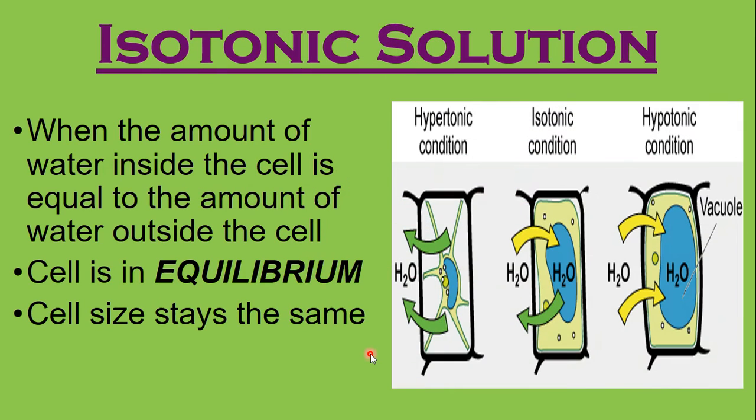The third type of solution is something called an isotonic solution, when the amount of water inside the cell is equal to the amount of water outside the cell. This means the cell is in equilibrium. So if water leaves, the same amount of water comes in, the cell will stay the same size, and that means it's in an isotonic solution.